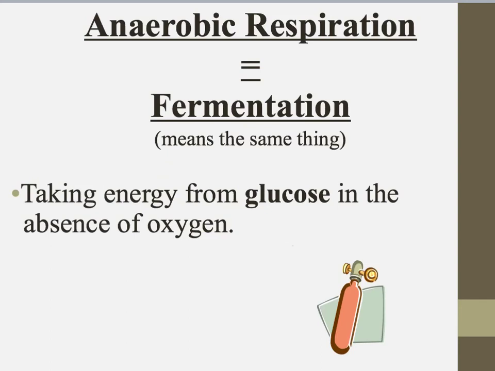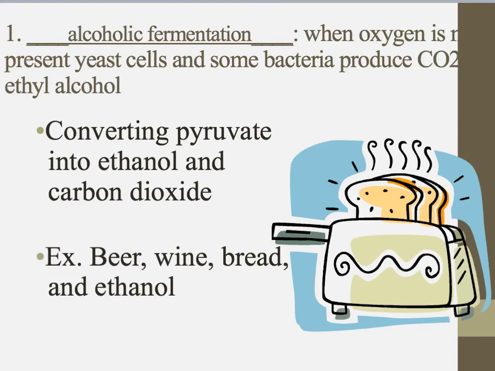Anaerobic respiration equals fermentation, which means they mean the same thing. It's taking energy from glucose in the absence of oxygen. Alcoholic fermentation: when oxygen is not present, yeast cells and some bacteria will produce carbon dioxide and ethyl alcohol. Converting pyruvic acid into ethyl alcohol and carbon dioxide, you'll make beer, wine, bread, and ethanol.